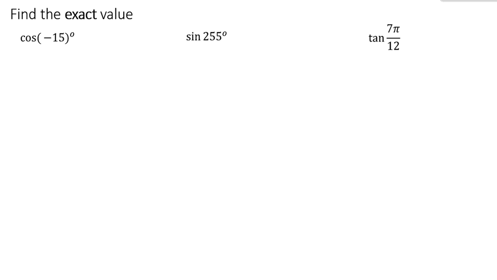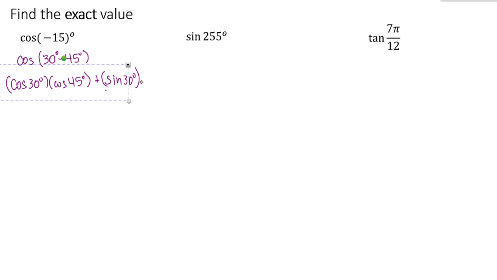Cosine of negative 15. Now there's a couple ways you can think of it, but I'm just going to go right to the easiest way. Instead of 45 minus 30, I'm going to do 30 minus 45, because that will give me a negative 15 as we want. So following the cosine formula, that's going to be cosine of 30 times cosine of 45 plus, because cosine is weird, the sine of 30 times the sine of 45.